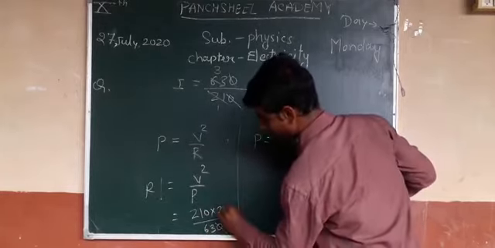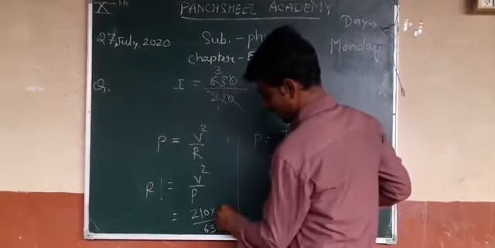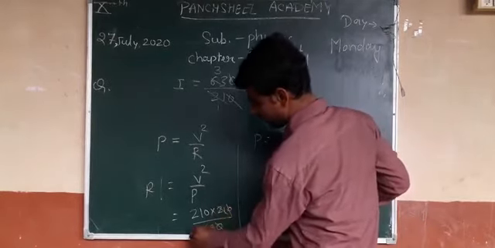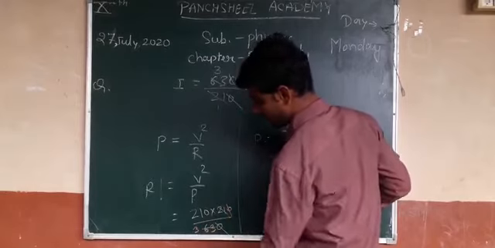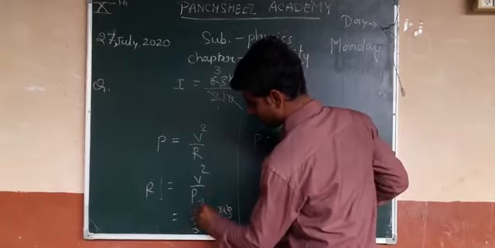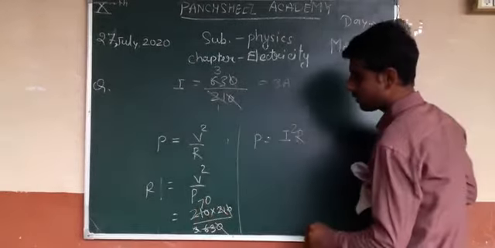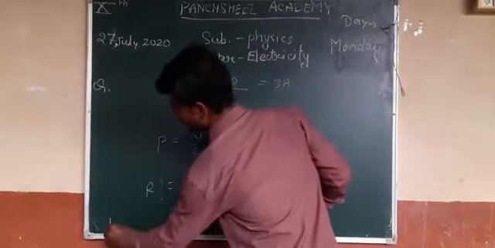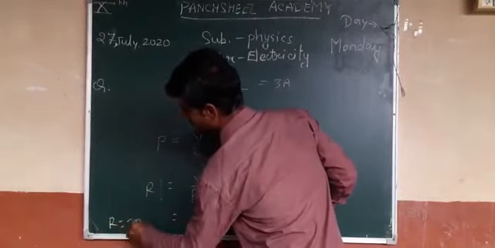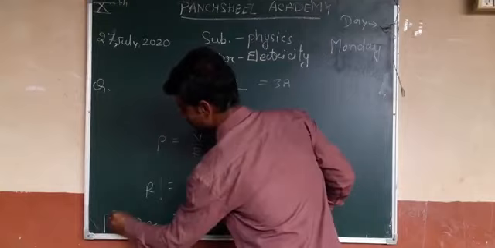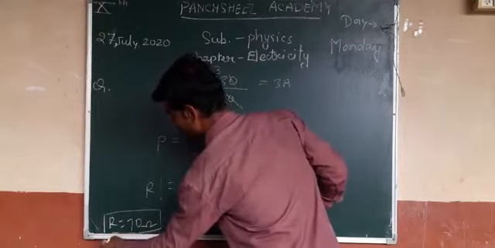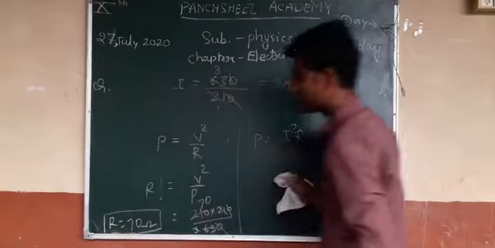So V is 210 into 210 upon power 630. So 0 and 0 cancel, 21 cancels 3 times. So what is the value of R? R equals 70 ohm.